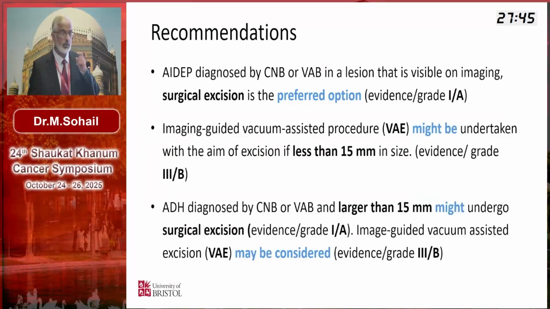So what did these European guidelines recommend? They said whether you find this AIDP either by core needle biopsy or VAB, surgical excision is the preferred option, because the evidence, they say, is quite strong, because there are large randomized trials showing that there is a high risk of breast cancer in these patients, so they have given the highest recommendation. But obviously when multiple people sit together from different countries and there are certain strong opinions, they came up with some alternate possibilities too.